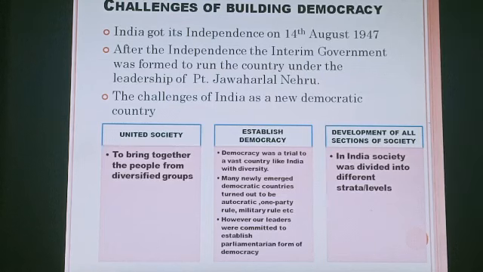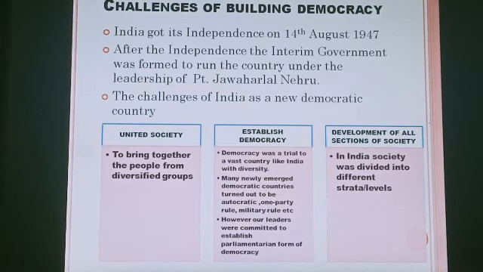After independence, we all know there was both independence and partition, as I have already mentioned in the previous chapter. After that, the British asked the interim government to form the government and rule the new country. Under the leadership of Pandit Jawaharlal Nehru, the interim government was formed, and the new country had very new challenges.